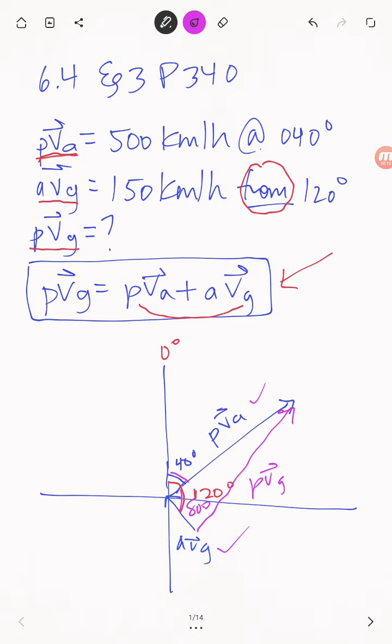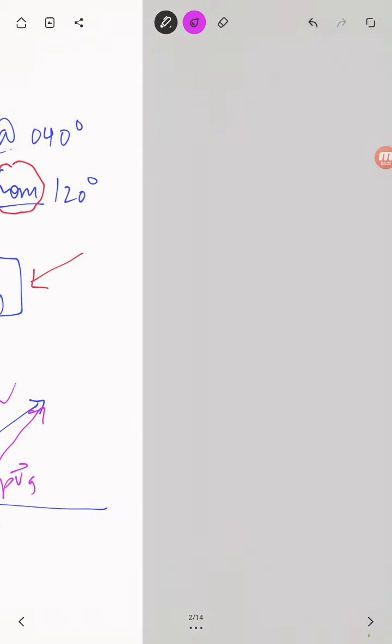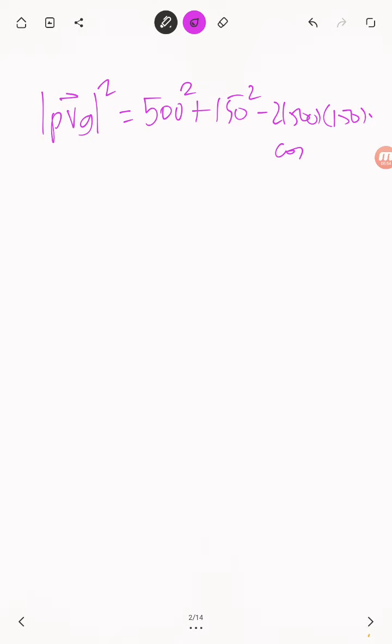So therefore, I can use cosine law now to find the magnitude of PVG, which I'm going to go to the next page to do. So the magnitude of PVG, remember your absolute value signs around a vector mean magnitude, is going to be the square root of 500 kilometers per hour for the plane's velocity relative to the air, squared, plus the wind, 150 squared, minus 2 times 500 times 150 times the cosine of the angle between them, which we found to be 80 degrees.